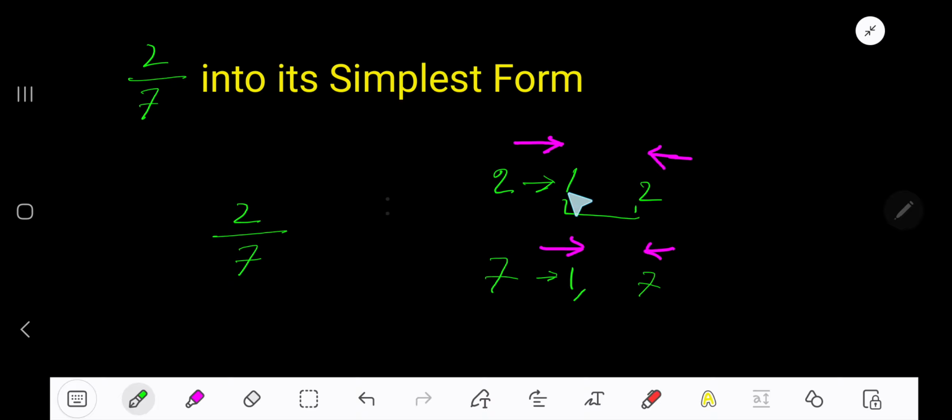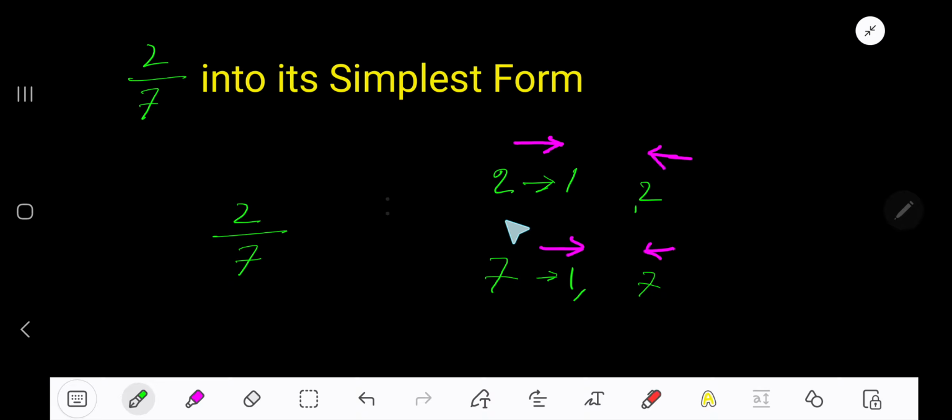1 times 2 equals 2, so 1 and 2 are the factors of 2. Then 1 times 7 equals 7, so 1 and 7 are the factors of 7. This number is a prime number because it has only two factors, 1 and the digit itself. This number also is a prime number. It has factors 1 and the digit itself.